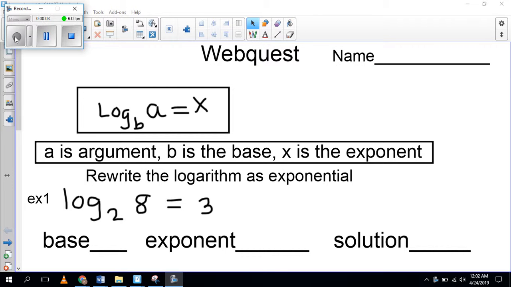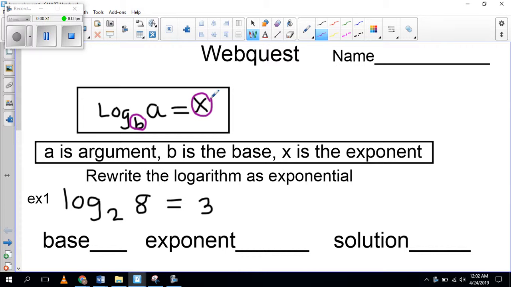Okay, we're about to work on the logs webquest. I'm going to start by giving us some basic information. If you see in this box here, we've got log base b of a equals x. I'm going to explain that. A is the argument, basically. B is the base, so that makes sense, b for base. And x is the exponent.